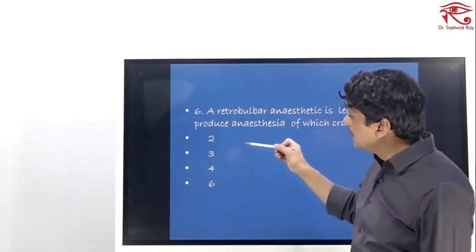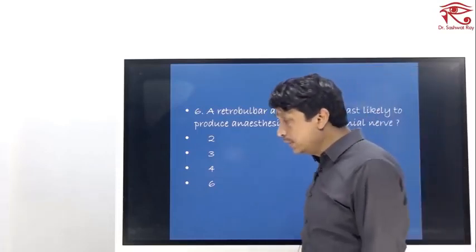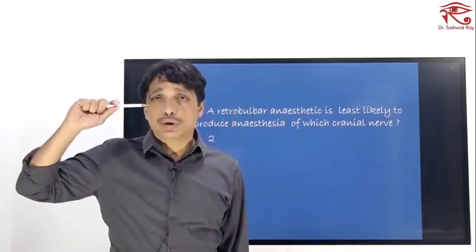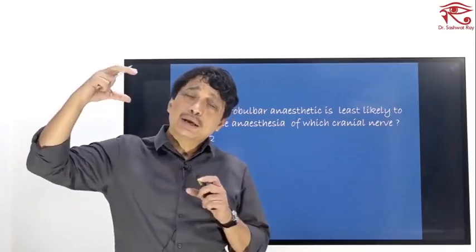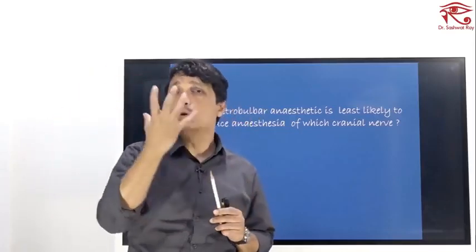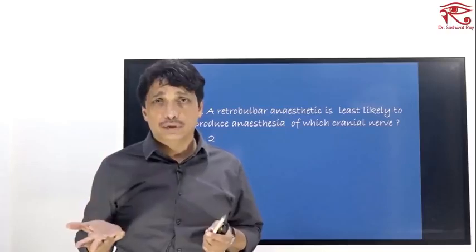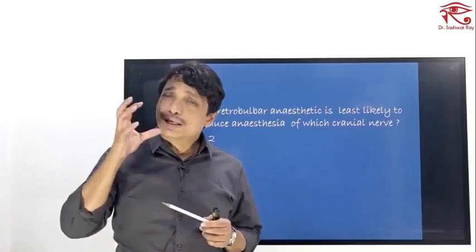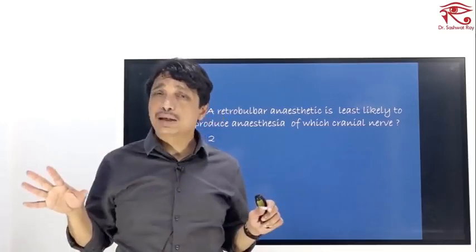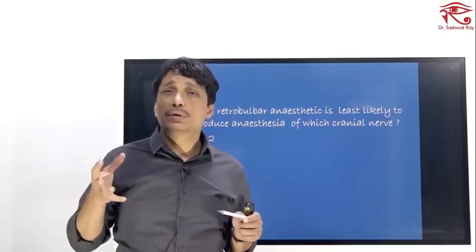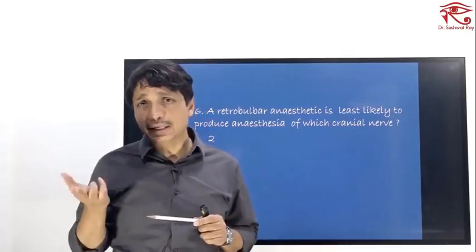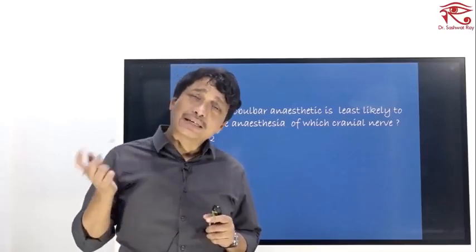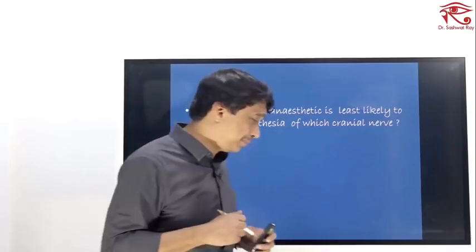And the answer is the fourth nerve. The fourth nerve lies outside the cone of muscles. So when you give a retrobulbar injection, it takes some time for the anesthetic to diffuse outside the cone of muscles and paralyze the fourth nerve. So you will find that the superior oblique is quite often still acting under anesthesia. The rest of the muscles are paralyzed because the nerves are gone, but the fourth nerve takes a lot of time, and it's the least likely nerve to get affected by the anesthesia. So the superior oblique is often acting even after a retrobulbar block. It is the fourth nerve.